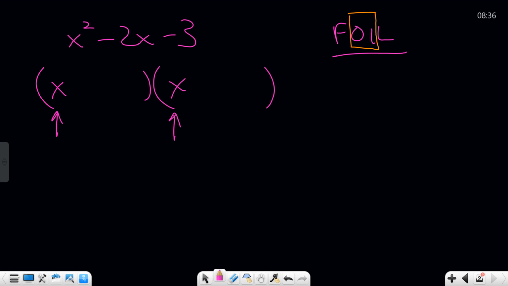When we have a leading coefficient of 1, then it's a lot easier because now I need to put 2 numbers in there. First of all, let's talk about the signs. Will the signs here be plus plus, minus minus, minus plus, or plus minus?